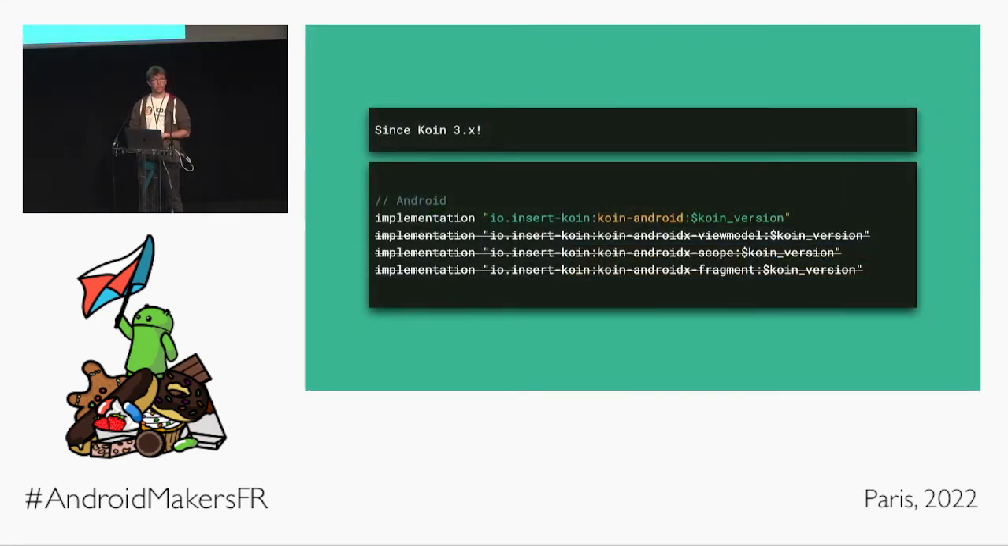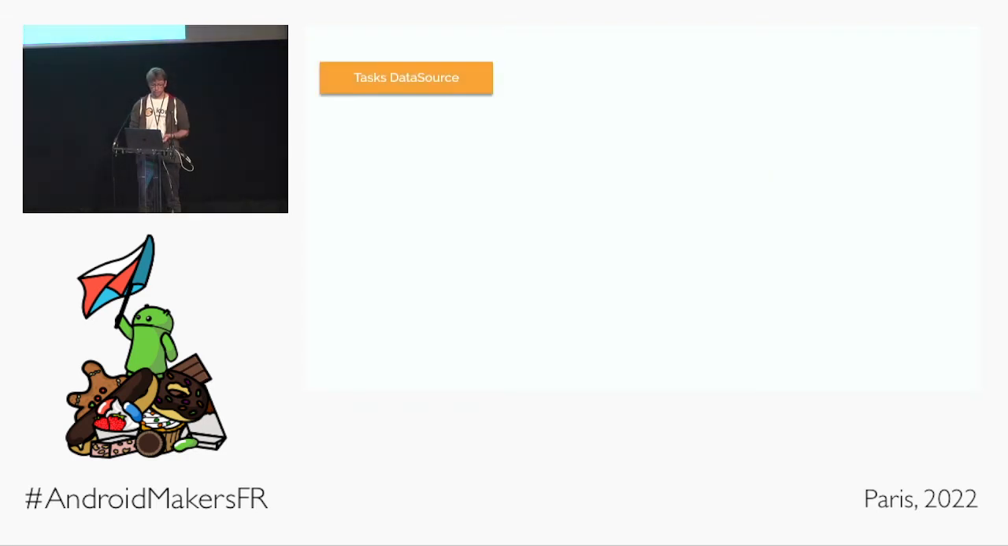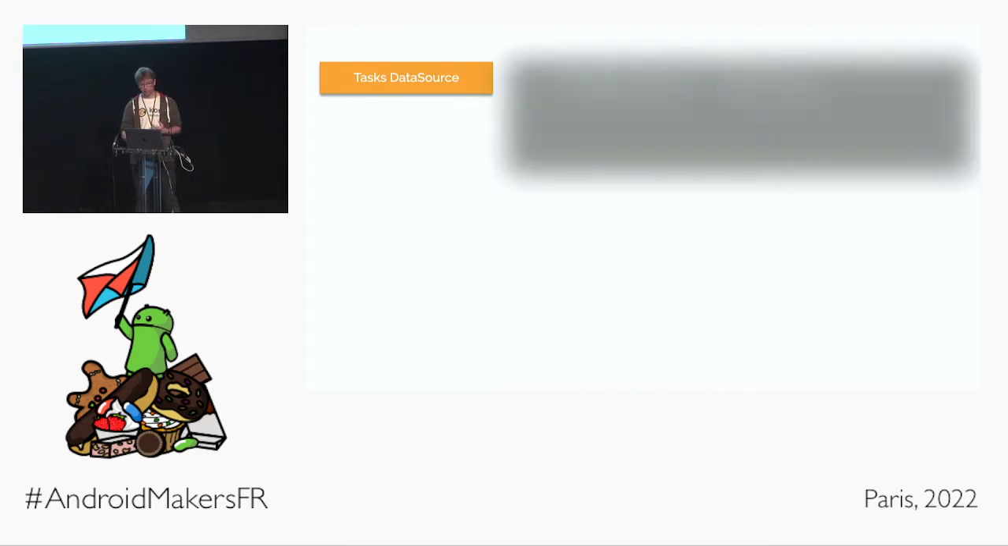To begin, since Koin 3.x, you just need one module to work with all the Koin features for Android. You don't need to mention any more view model, scope, and fragment modules. If you still have that in your Gradle configuration, you can remove it. Then we are going to declare each component one by one, and you will see how we can configure some typical configuration in this kind of application.